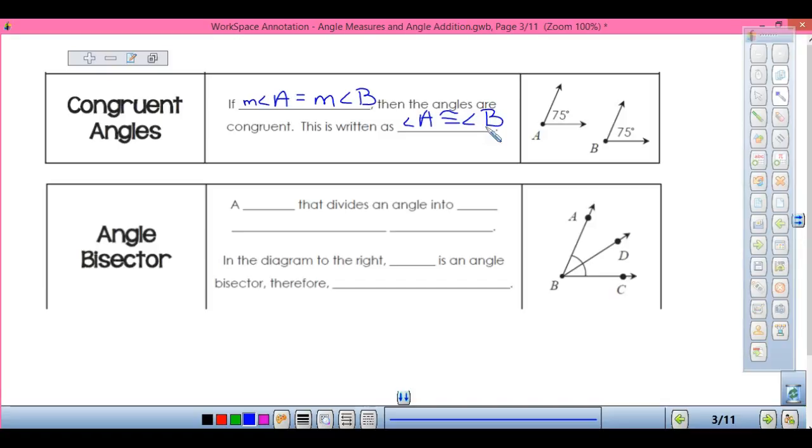Alright, so remember you talked about it Tuesday, you talked about angle bisectors, right? Because we talked about a segment bisector. What's a segment bisector do? Cuts a segment into 2 equal parts, yeah. So what do you suppose an angle bisector is going to do? It's going to cut the angle in exactly half, okay? So it is a ray that divides an angle into 2 congruent angles.